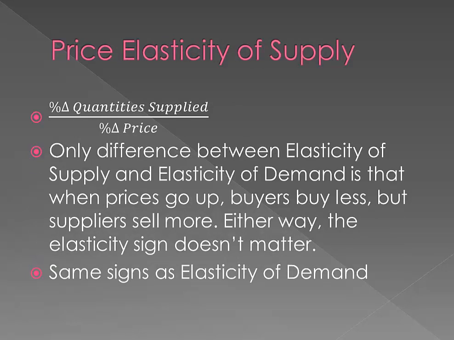Elasticity of supply is the same concept and idea as elasticity of demand, except when prices go up, suppliers sell more. The sign doesn't matter either way, and the determinants of elasticity are the same. E equal to 1 is unit elastic. E greater than 1 is elastic. E less than 1 is inelastic. It's not as important as elasticity of demand, but it may come up on the AP exam.